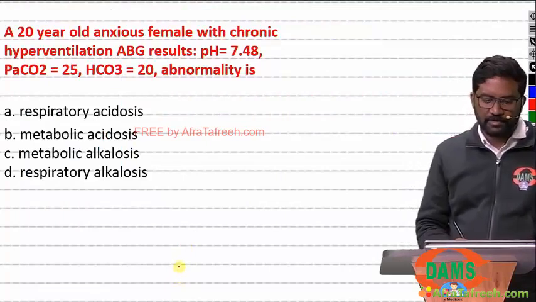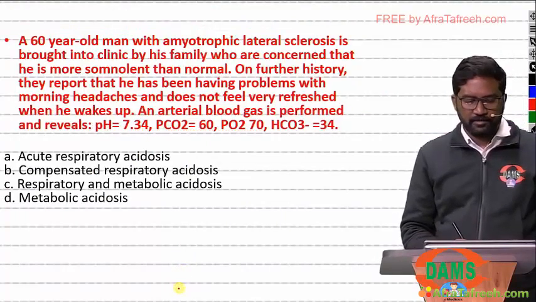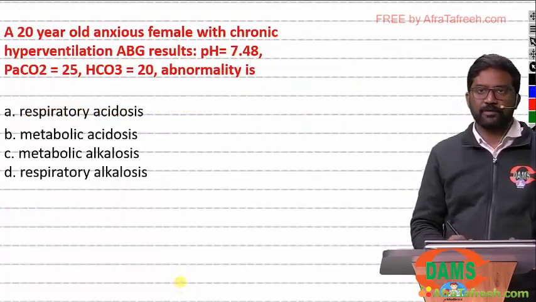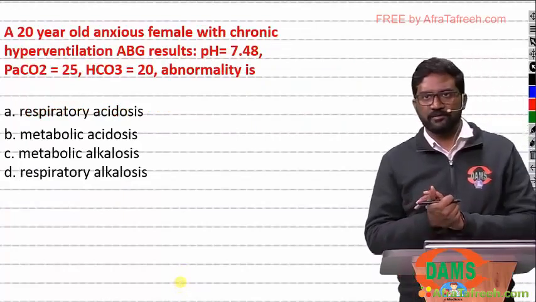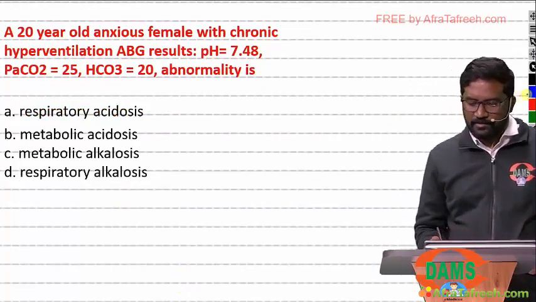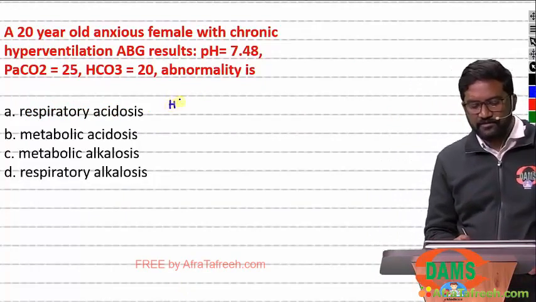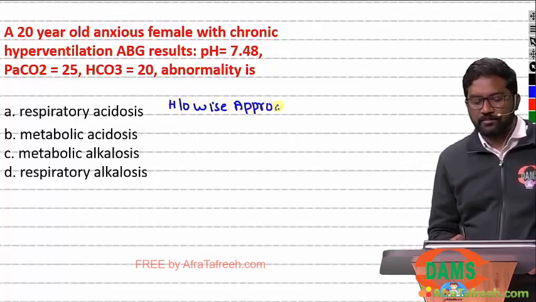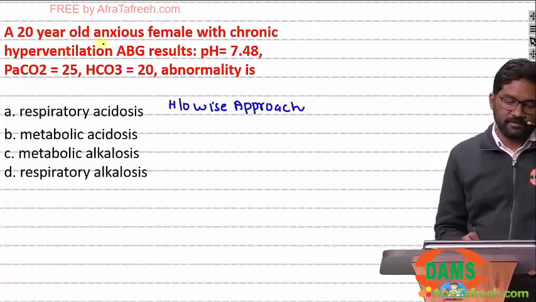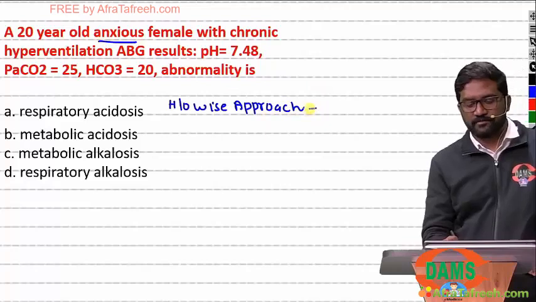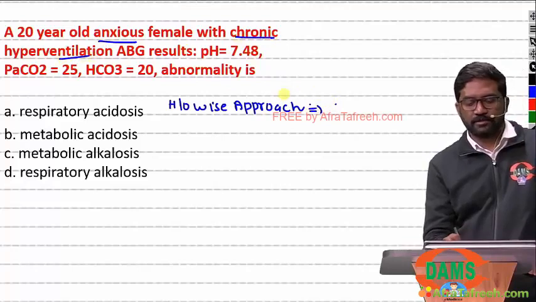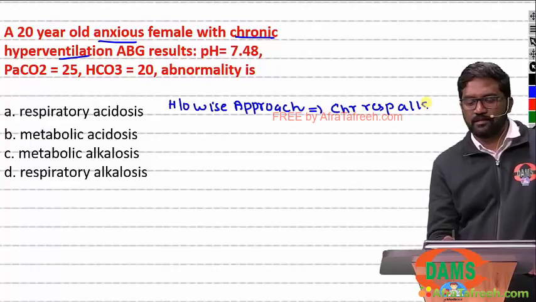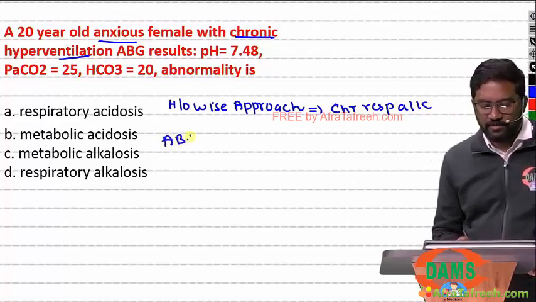A 20-year-old anxious female, with chronic hyperventilation, ABG results are given. What is the abnormality? Whenever you see any ABG, first take a history-wise approach. What can be the possibility? So this is an anxious female. History-wise, what can happen in them with chronic hyperventilation? What can chronic hyperventilation cause? Chronic respiratory alkalosis. Now confirm this with the ABG-wise approach.